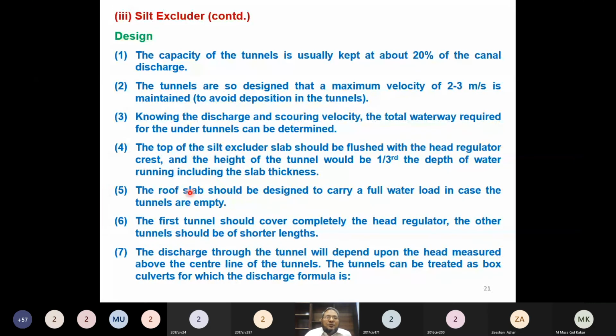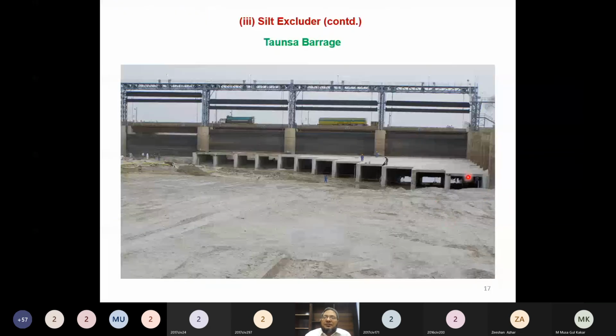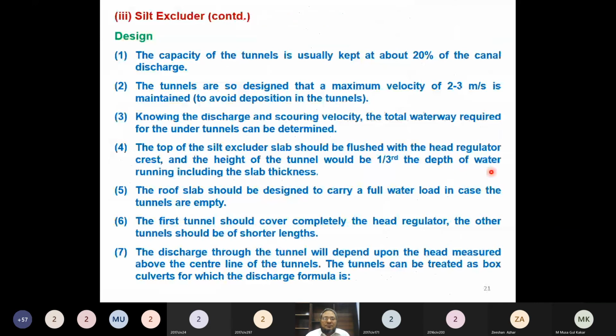Now, how to design the roof slab? The roof slab should be designed to carry the full water load in case the tunnels are empty. If the tunnels are empty, then the whole load will go to the slab and it must be designed accordingly. The first tunnel should cover the head regulator completely, so its length should be equal to the width of the head regulator. And other tunnels should be of shorter lengths successively, so that we reduce their length.